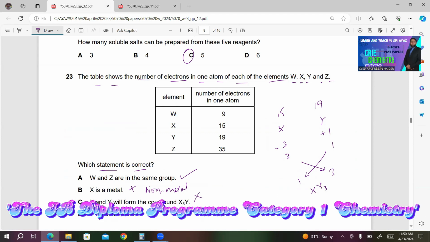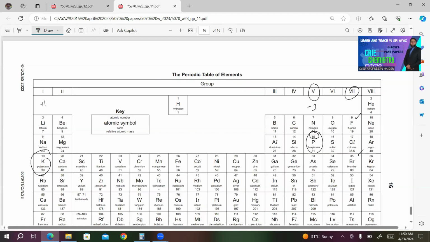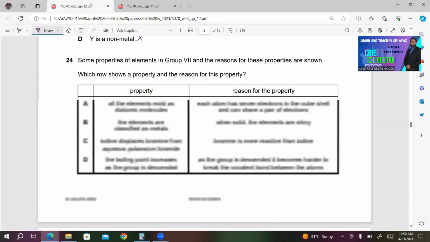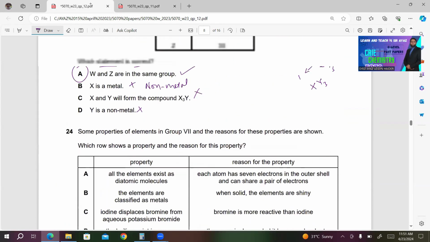Formula is incorrect. Y is a non-metal? Y is not a non-metal because proton number is 19. Number of electrons 19, which means it's a metal. So also incorrect. So A will be the right answer for number 23. Moving to next question.